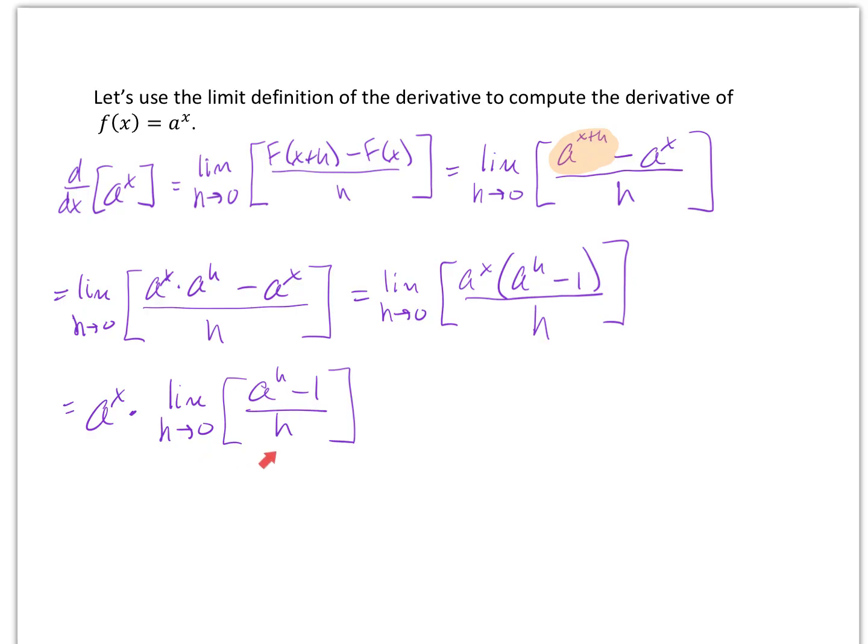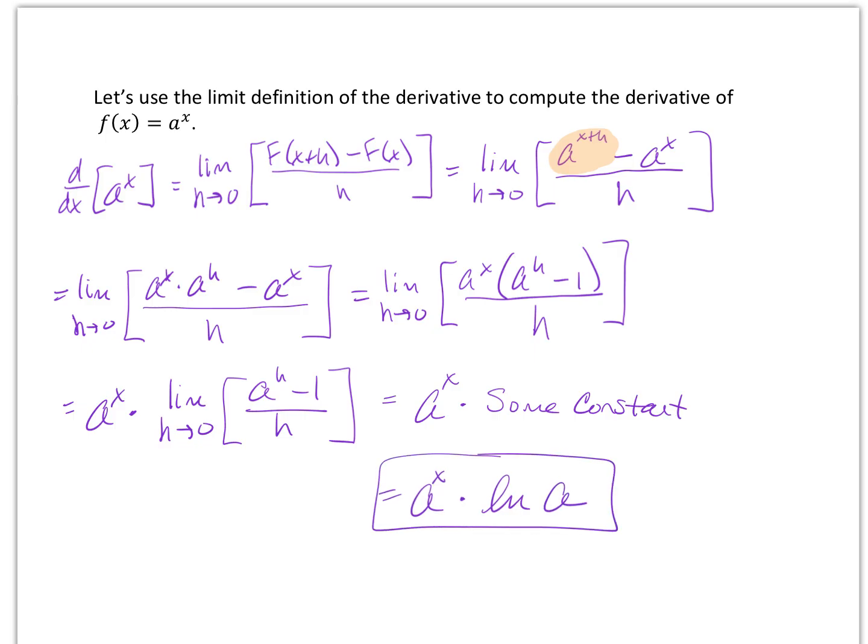And we don't know this limit. We could try to calculate it numerically, but it is some constant. It just comes out to a number. We could write this as a to the x times some constant. And here's the amazing fact: that constant turns out to be the ln of a. We haven't studied computation of limits in depth enough to show that that's true, but it turns out to be the ln of a. So there is our derivative rule for a to the x: a to the x times the ln of a.